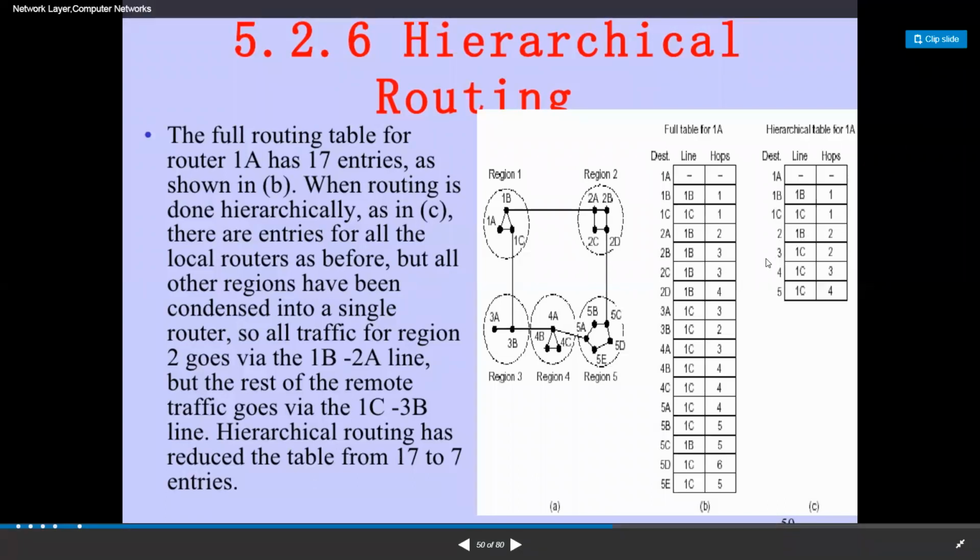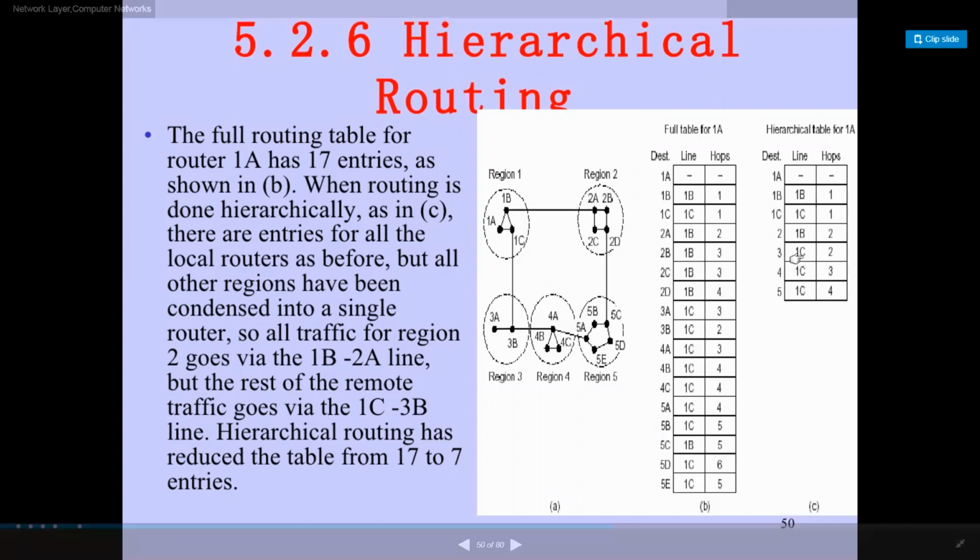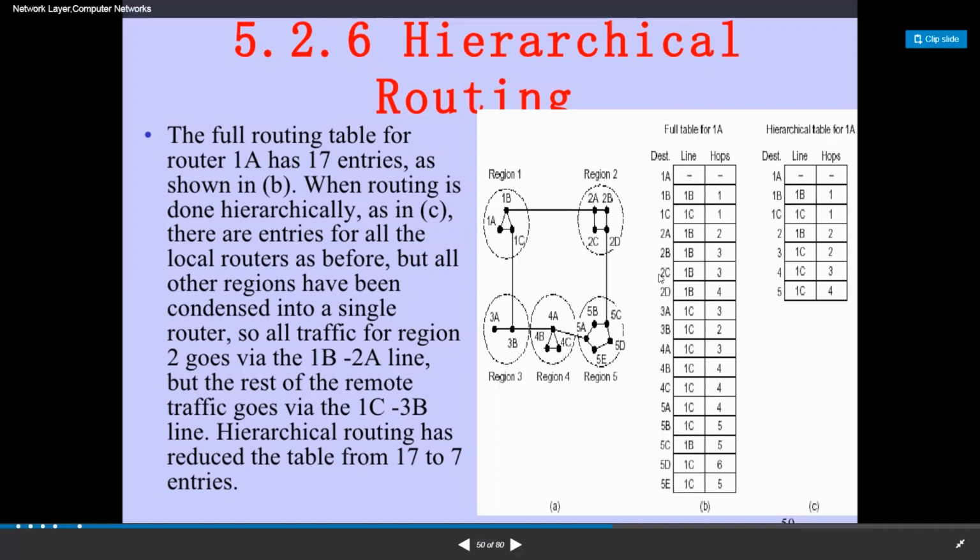1A to 3, the region 3. 1A to 1C, 1C to region 3, right? So hops will be 1 and 2, the line will be 1C. For the region 3, the line will be 1C and the hops will be 2. 1A to region 4, that is 1A to 1C, 1C to 3B, 3B to 4. That means 1, 2 and 3. The hops will be 3, the line will be 1C.